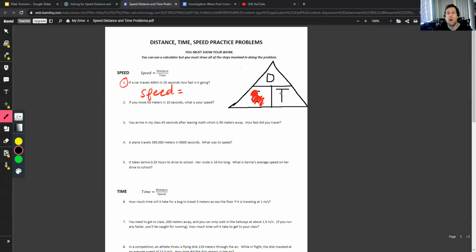And what I'm left with are the two variables that I need. And the triangle is telling me what to do. There is a D over a T. There is distance divided by time. And so now I know I can do S equals D over T. And I can plug in those variables. Distance is 400 meters divided by 20 seconds. And that would be my answer. I could use a calculator and solve that, and I would have my meters per second, or my speed.